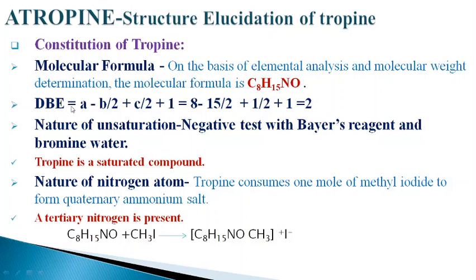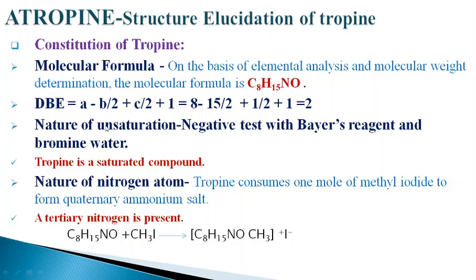The second step is the degree of unsaturation present in tropine. It is given by double bond equivalence, which is given by the formula A minus B by 2 plus C by 2 plus 1, where A represents the number of carbon atoms, 8, B represents the number of hydrogen atoms, 15, and C represents the number of nitrogen atoms, 1, plus 1. Substituting the values, we get double bond equivalence equal to 2. This means that either 2 double bonds, or 2 rings, or 1 double bond and a ring is present.